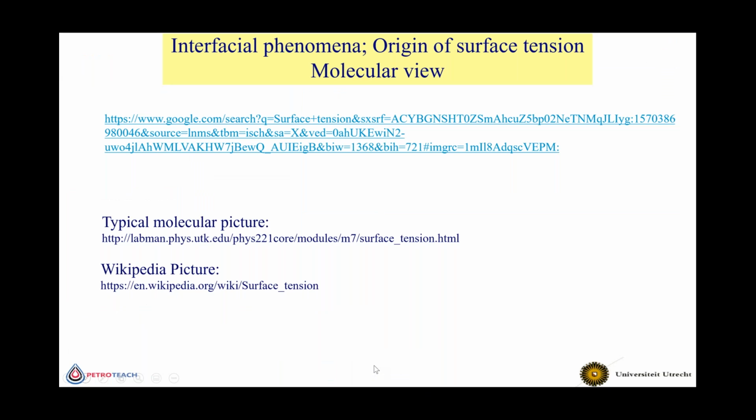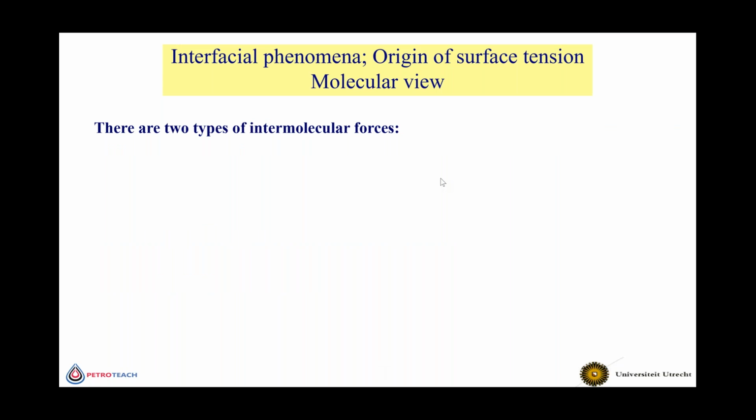And here are some more from Wikipedia and so forth. I'm going to explain what the correct molecular description of the source of interfacial tension is. Actually, molecules in a fluid have two sorts of interactions. One is indeed attraction between molecules, as was shown in those images I just showed you.